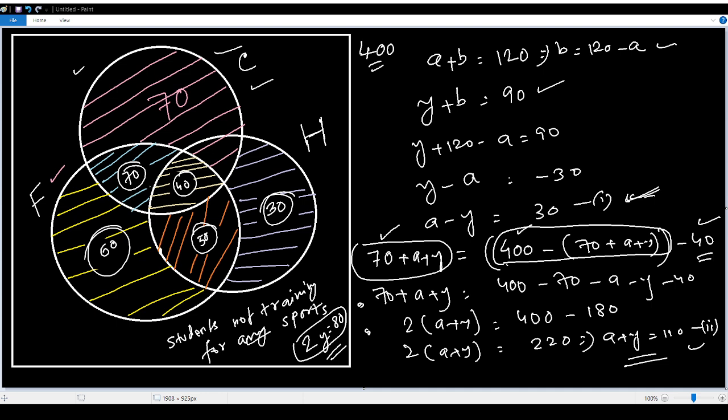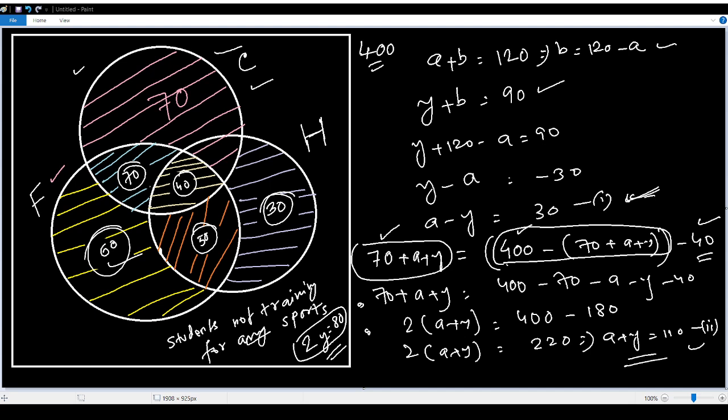How many students do not train for any of the three sports? Very simple. 80. That's correct. Did you understand this? Yes, sir. Very simple, 2y, 80. Okay. How many students train only for football? 2x, this one, that is 60. Alright.